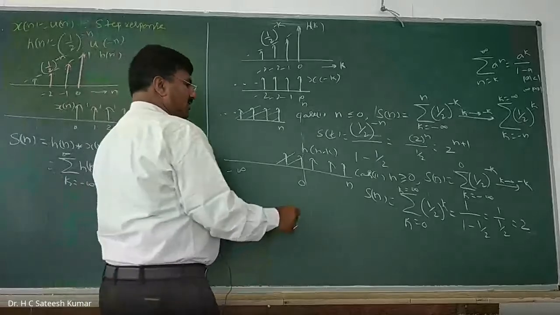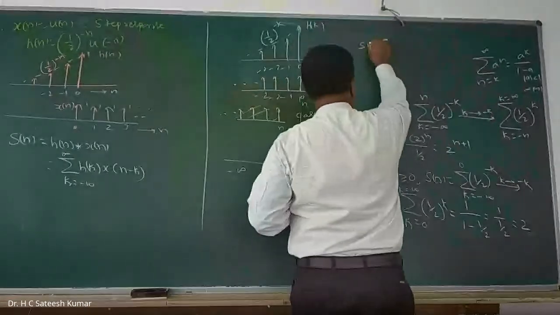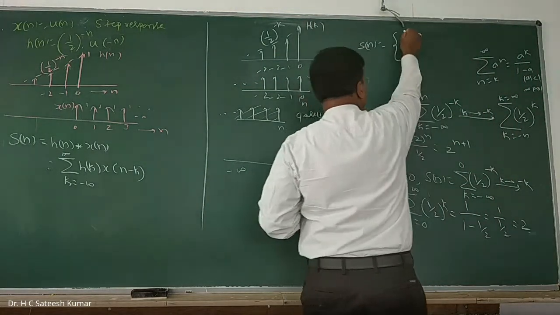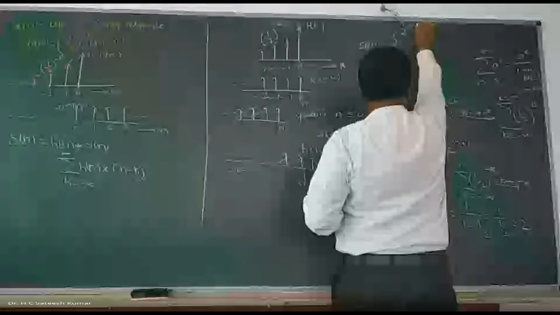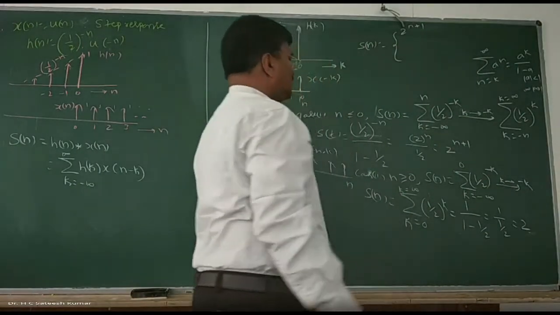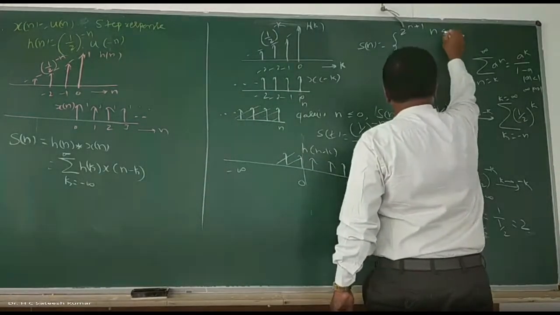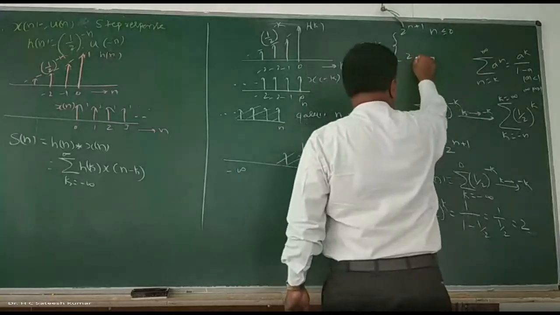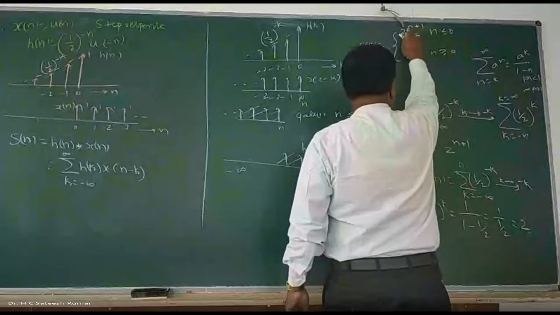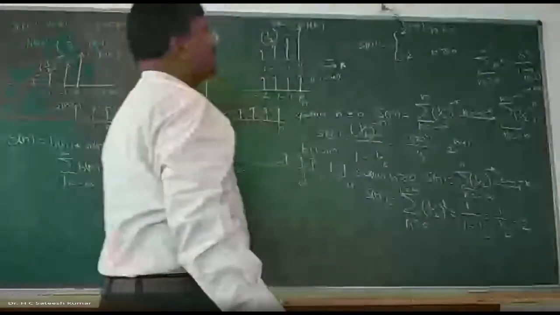So we can write the summary of it. S of n is equal to 2 to the power of n plus 1 for n less than or equal to 0, and is equal to 2 for n greater than or equal to 0. So when n is equal to 0, what will you get? 2. At n equal to 0, its value is 2. So that's how it is.